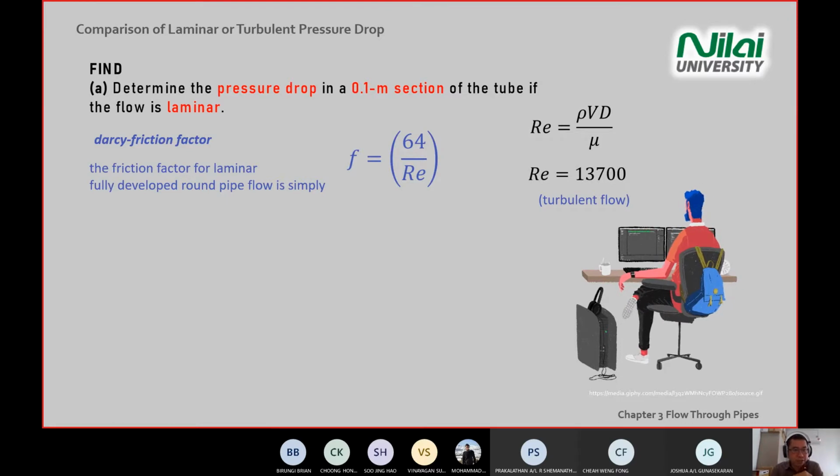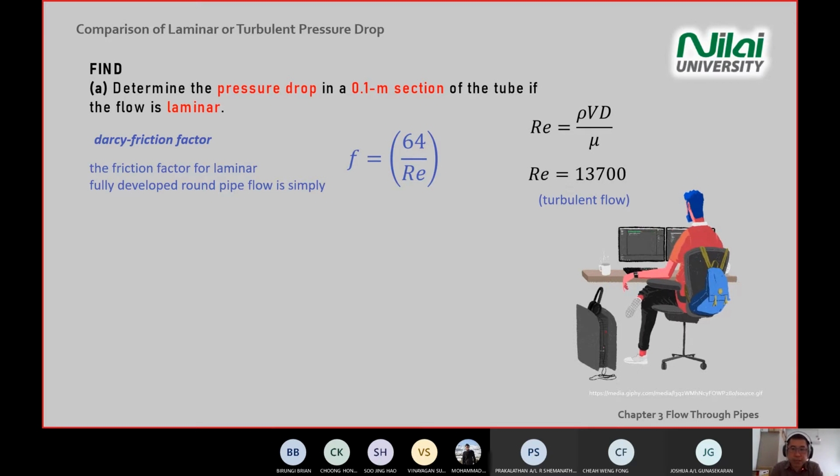The Darcy friction factor is only applied for laminar fully developed round pipe flow only. This Darcy friction factor is given by f, the friction factor, equal to 64 divided by Reynolds number, meaning that for laminar flow we use this equation. Later on, we will import this friction factor into our Moody chart, because on the left hand side of the Moody chart is the friction factor. This is how we find the value.